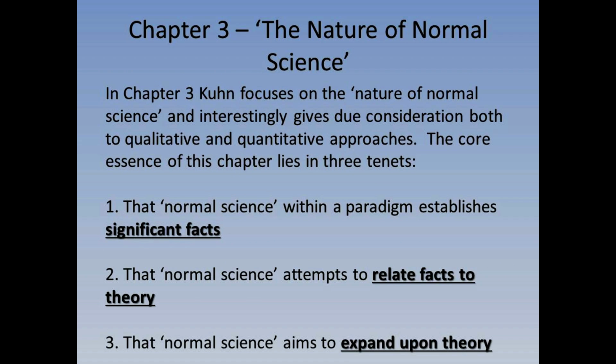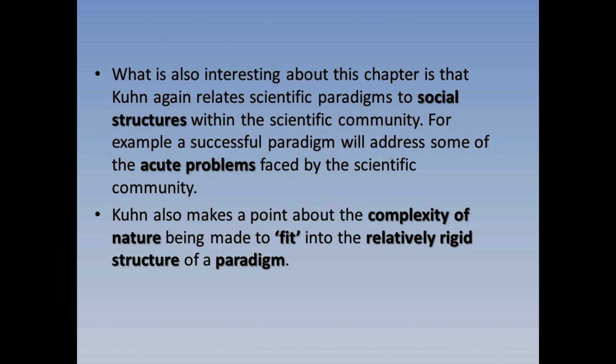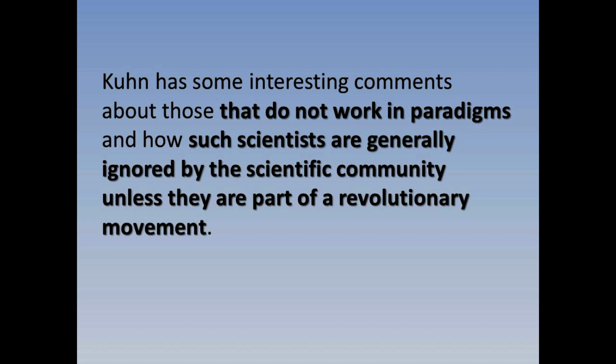In Chapter 3, Kuhn expands on normal science and discusses qualitative and quantitative issues. He describes normal science as establishing significant facts, relating facts to theory, and expanding upon theory. Kuhn relates paradigms to the social structures of the scientific community and how it solves the acute problems faced by that community. He also notes that the complexity of nature is being made to fit into the rigid structure of a paradigm. Kuhn suggests that scientists that don't work within a paradigm are generally ignored by the community unless they are part of revolutionary science.